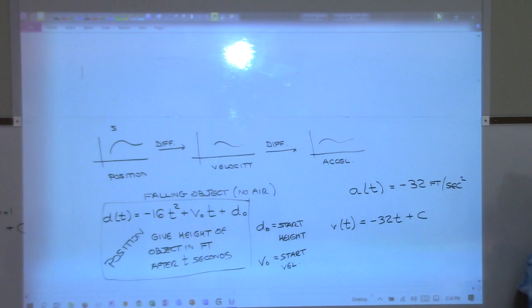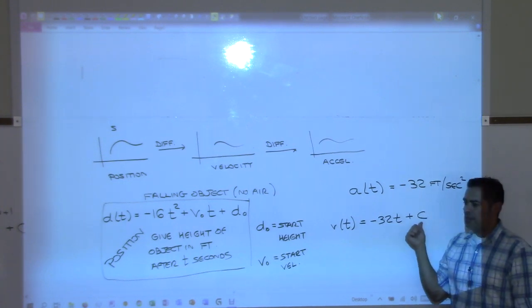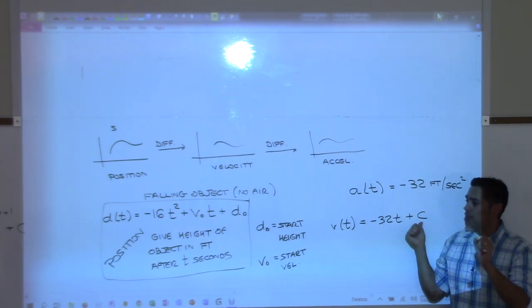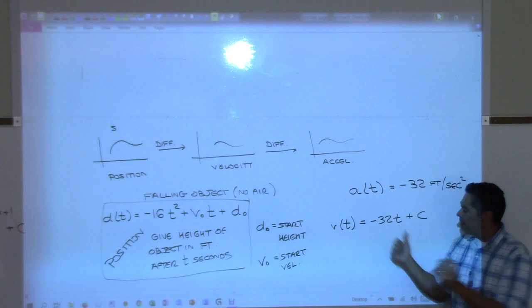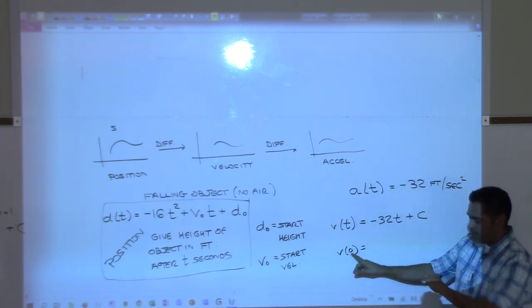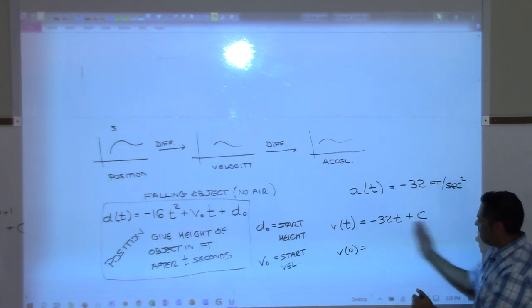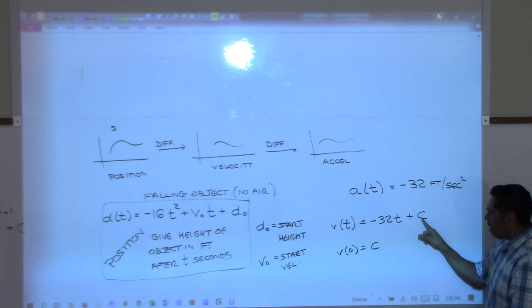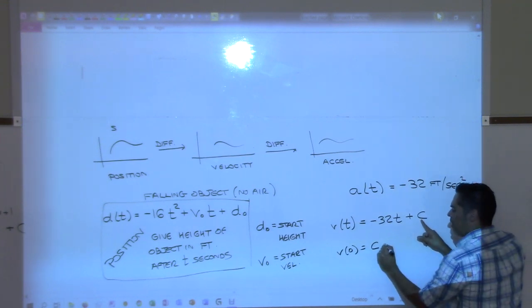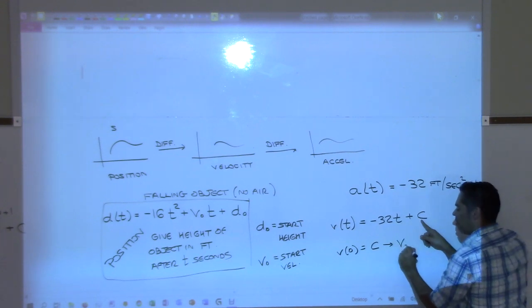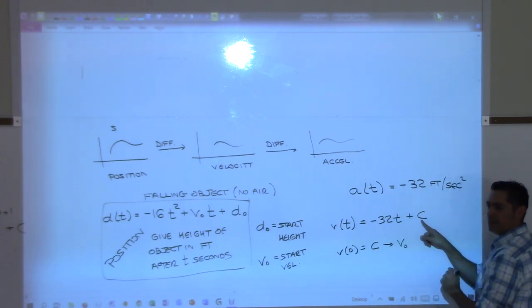Would you agree that this constant right here is how fast we're traveling at time equals 0? So look at this expression right here. If I asked you right now to tell me what's the velocity at time equals 0, plug that in here and what would you get? C, right? So this number right here, C, it's the starting velocity. Let's call it v sub 0.